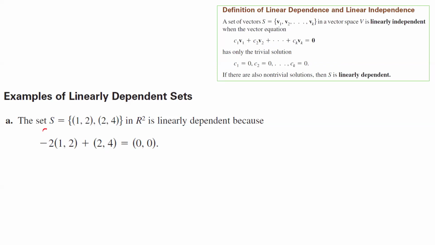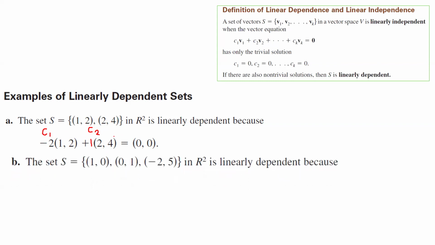So I found C1, which is non-zero, and also this invisible number is 1, C2. So C1 v1 plus C2 v2 is 0, but C1 and C2 are non-zero elements. So these two are linearly dependent.